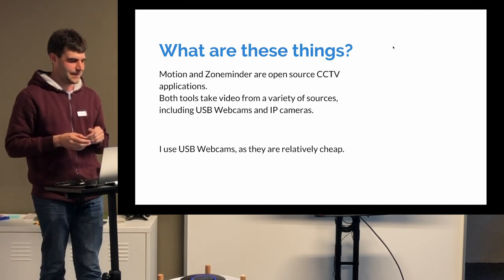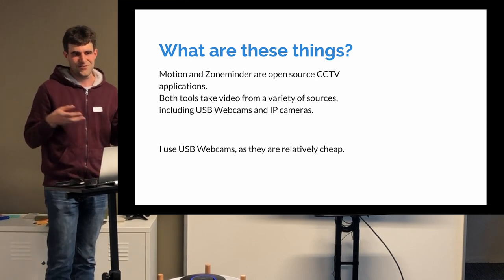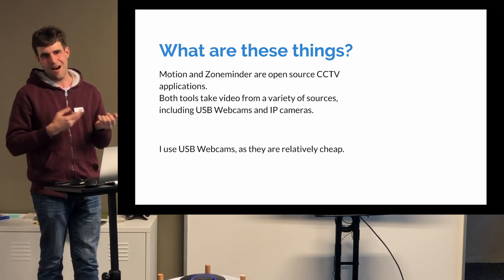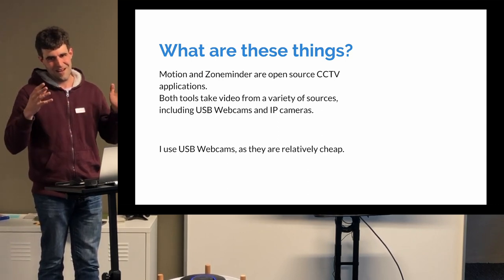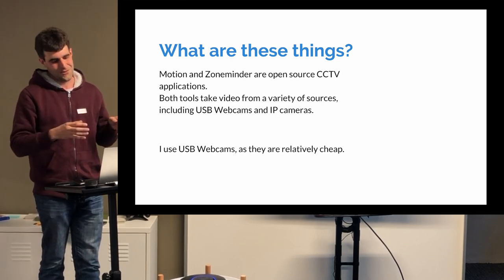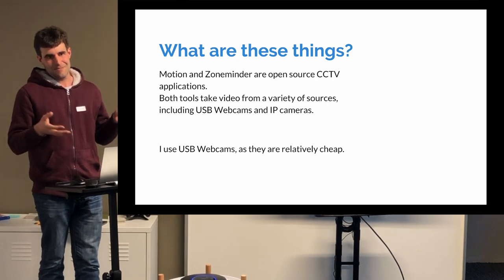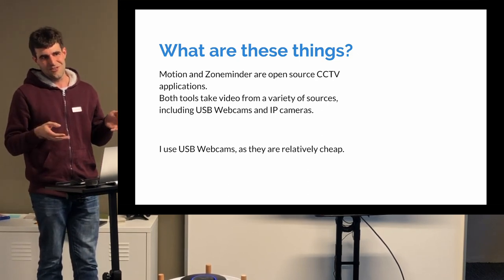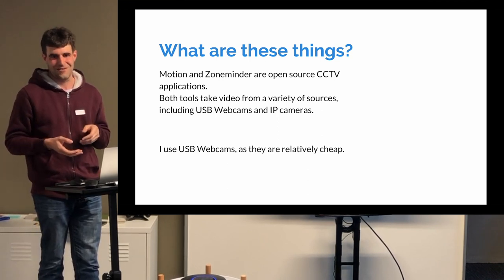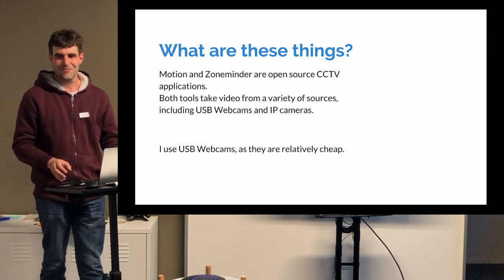Motion and Zoneminder are open source CCTV applications. You basically get a video source, whether it be a webcam, IP cams, or one of those PCI cards with a whole bunch of video inputs. You put this in the computer, you plug it into the application, it detects motion and hopefully saves the motion to a drive, and hopefully contacts you about it if you set it up right. USB webcams are generally the cheapest way of setting this up.